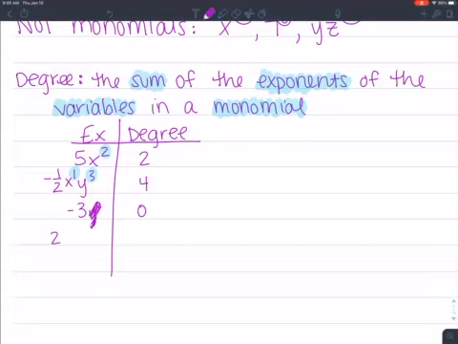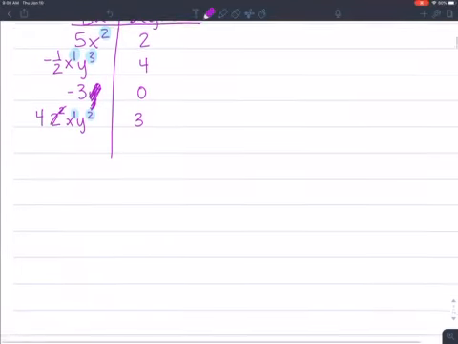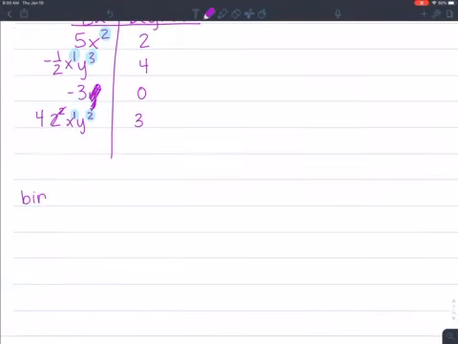Real quickly, if we happen to have something like this, this 2 squared is really just a 4. So I'm going to ignore that, and then we're going to look at the exponents here. We have that invisible 1, so we're going to say 1 plus 2, degree is 3.